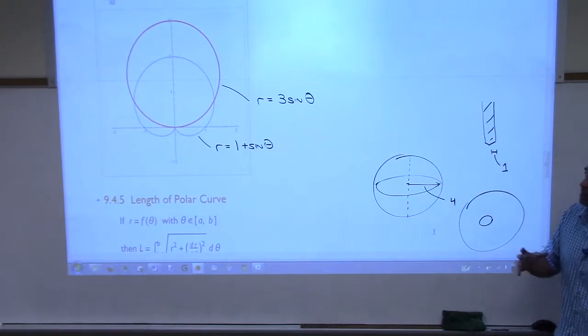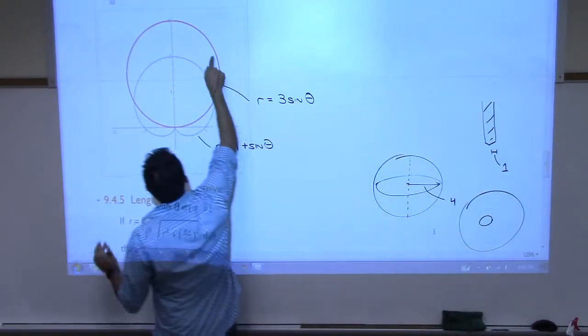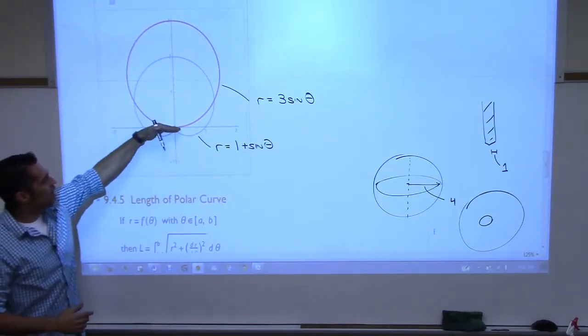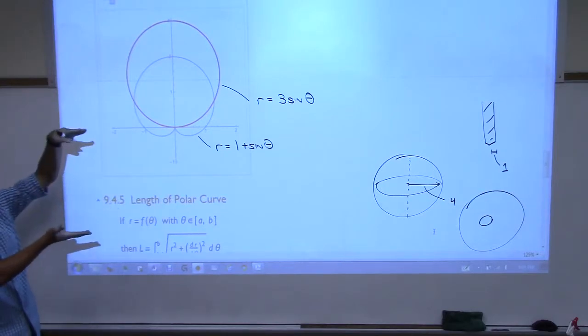Believe it or not, this red curve right here would help you solve that problem, because it's a polar region and it's offset off the origin. You see how it's offset?